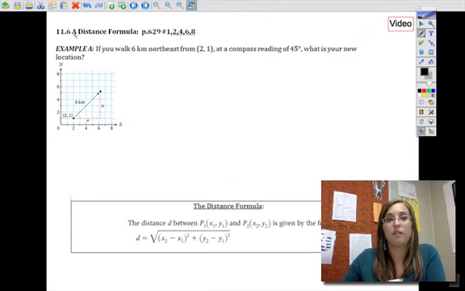This section is the distance formula. That means finding the distance between 2 points. So the first problem I'm going to start with, I'm going to use the Pythagorean theorem to help me solve it.